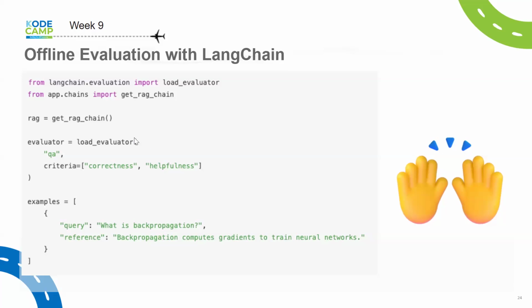So this is an example of such a script. Let's say that this app has chains already that you have created, and you have a function called getRagChain, which you have created previously. So getRagChain will give you a chain that does retrieval augmented generation. Then LangChain allows you to bring in an evaluator.